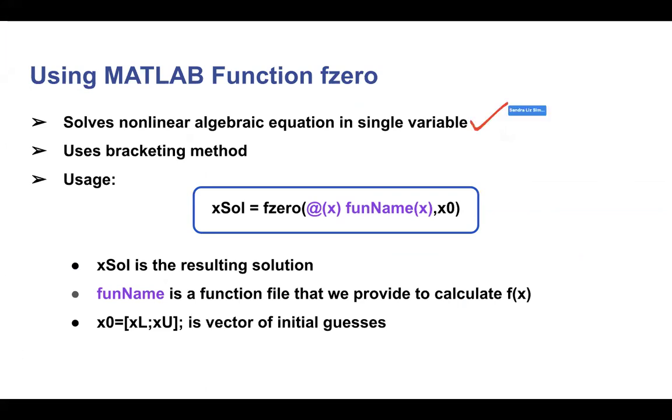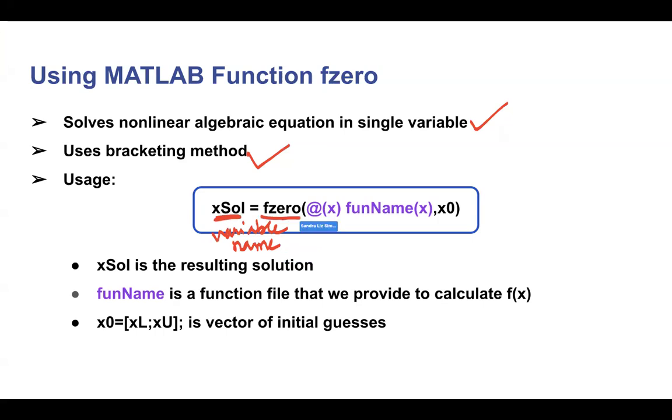Now, next is we use the bracketing method. The underlying mathematics of fzero is the bracketing method itself. So what is the syntax? Xsol is a variable that saves the solution. You can give any other variable name instead of Xsol, it's just a name.